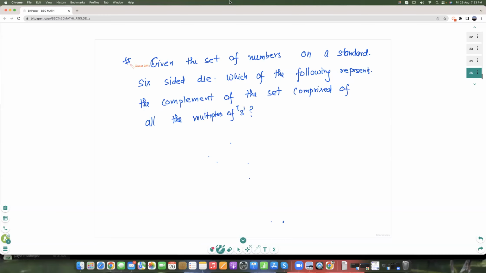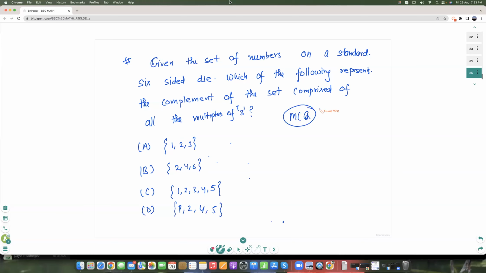I'm just putting some example there, I mean the answer choices: 1, 2, 3; 2, 4, 6; 1, 2, 3, 4, 5; 1, 2, 4, 5. Yeah, this is an MCQ question.